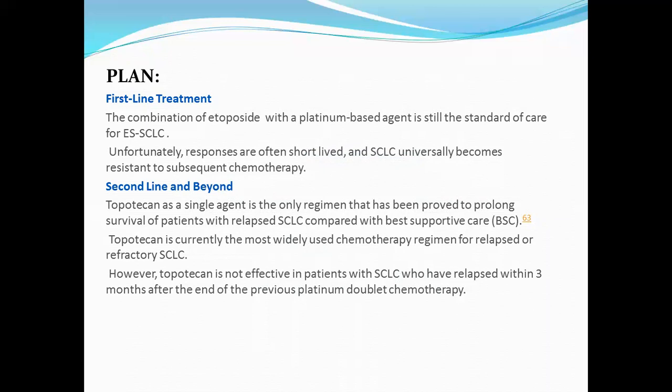For second line and beyond, topotecan as a single agent is the only regimen that has been proved to prolong survival of patients with relapsed SCLC compared with best supportive care. Topotecan is currently the most widely used chemotherapy regimen for relapsed or refractory SCLC. However, topotecan is not effective in patients with SCLC who have relapsed within 3 months after the end of the previous platinum doublet chemotherapy. The plan is this: we can give topotecan.